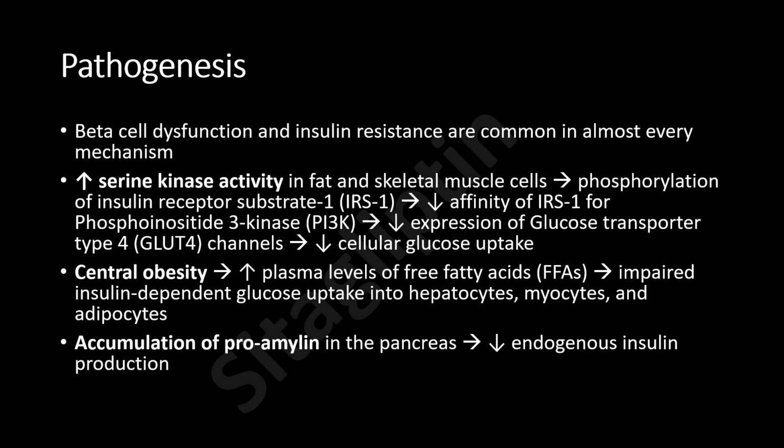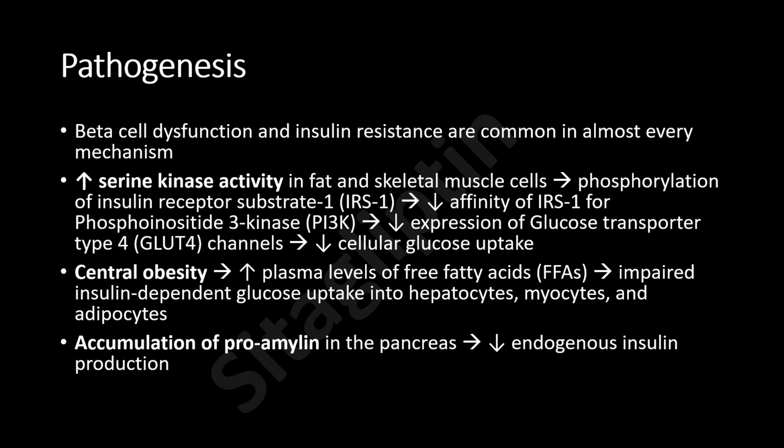When we talk about the phosphorylation of IRS1, what exactly happens after that is that there is a decreased affinity of IRS1 for another enzyme of the insulin signaling pathway, which is known as PI3K.